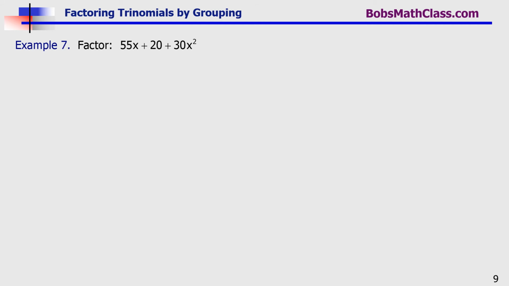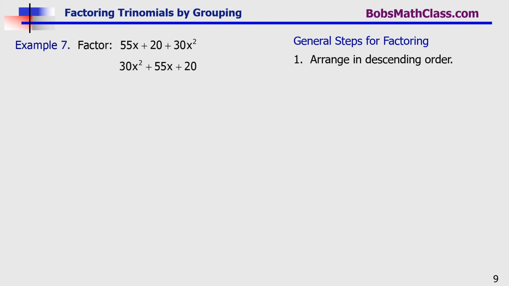Okay, here's our first example. Huge numbers, right? 55, 20, and 30. Okay, don't panic yet. We got to follow our steps. What's our first step? Number one was, is it in order? Heck no, right? It's not in order, so we got to put it in order. So which term would go first? Right, the 30x squared. So 30x squared, the 55x is positive because there's not a sign in front of it, and the 20 is our constant, which is last.